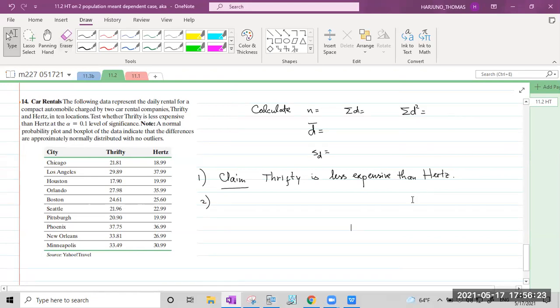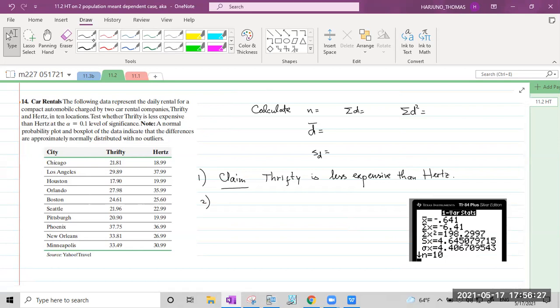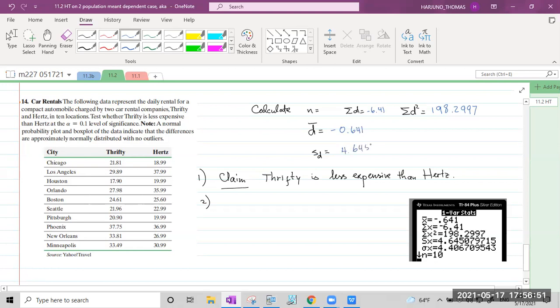Let me put it here. Okay, so the sum of these is negative 6.41. The sum of d squared is 198.2997. D bar will be negative 0.641. The standard deviation will be 4.64508.